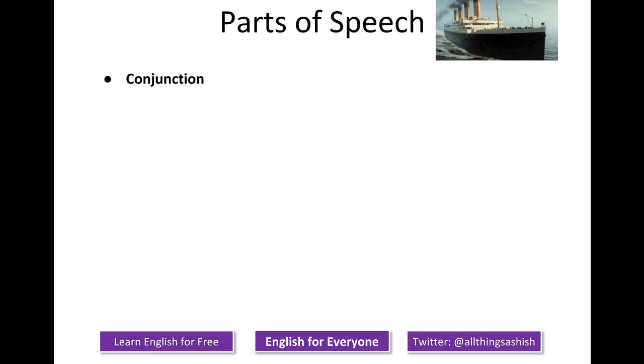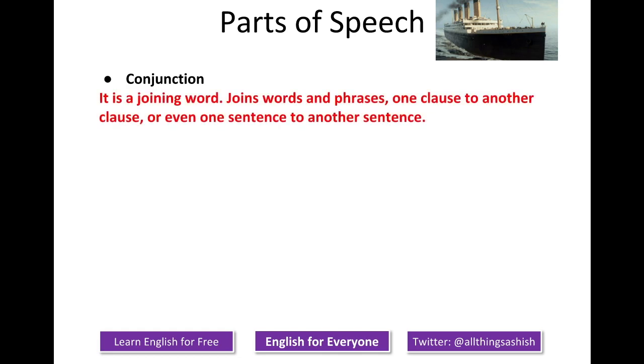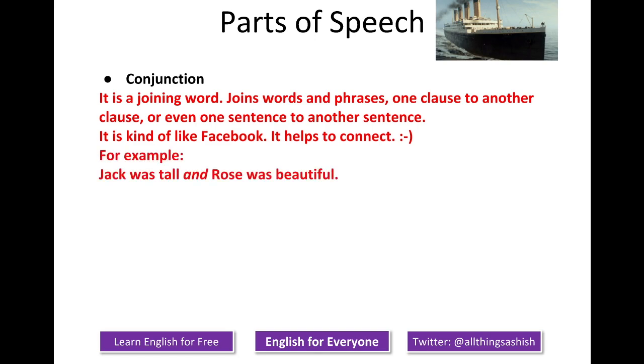A conjunction. So what's the definition you've got for this? And what are the examples that you have figured for this part of speech? It's a joining word. It joins words and phrases, one clause to another clause, or even one sentence to another sentence. It's kind of like Facebook. It helps us to connect. For example, Jack was tall and Rose was beautiful. So here, and is connecting Jack and Rose.